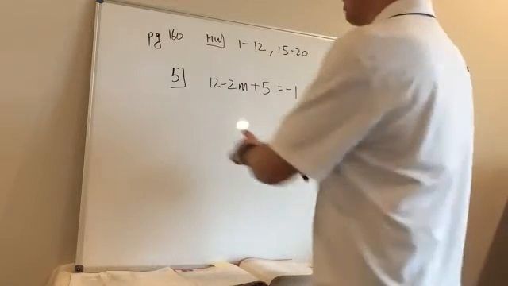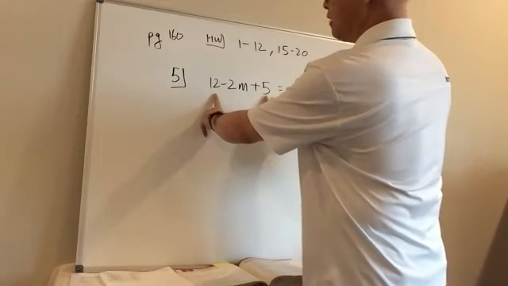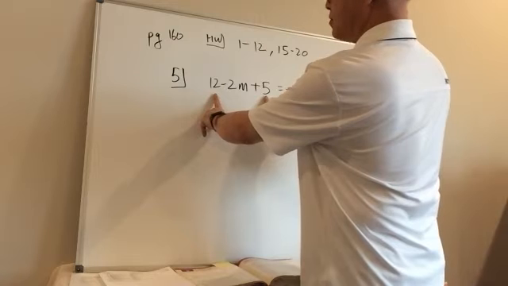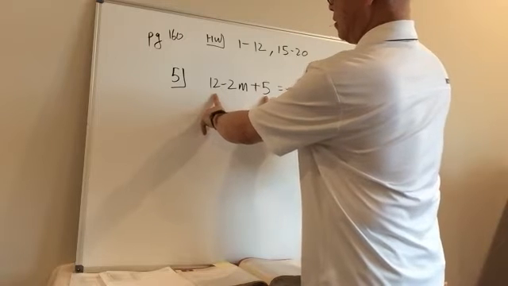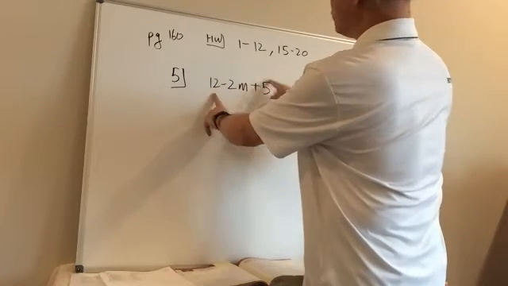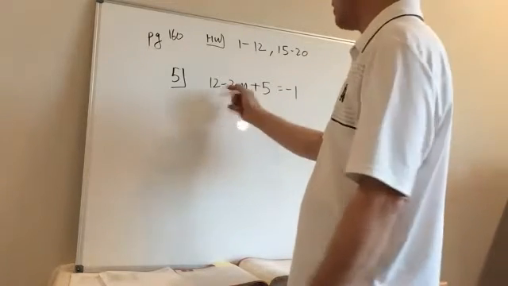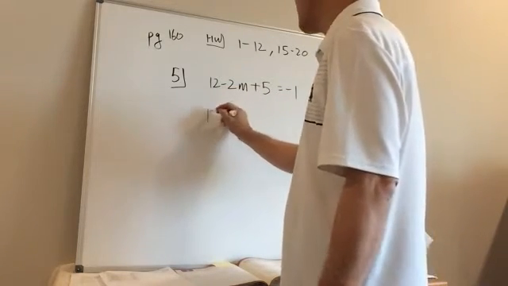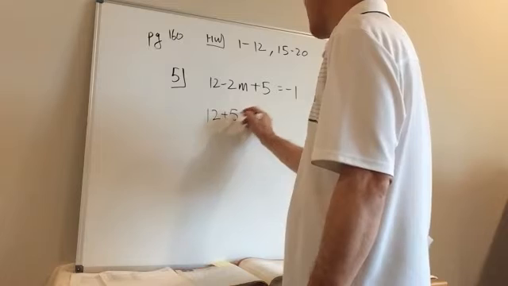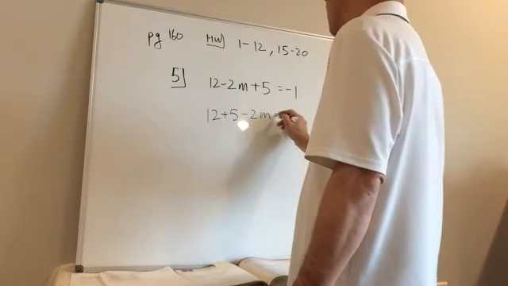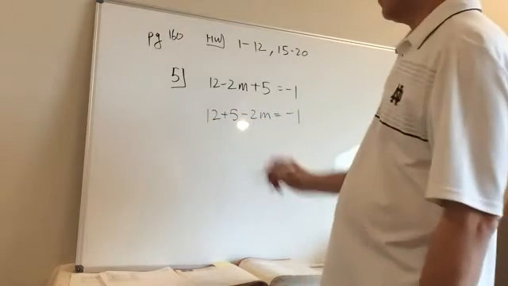Well, I have 12 and 5 on this side first, right? So let's go ahead and take care of that first. I'm going to add the 12 and the 5 together, because these are both constants, or they're both numbers. So I can rewrite this as 12 plus 5 minus 2m is equal to negative 1.